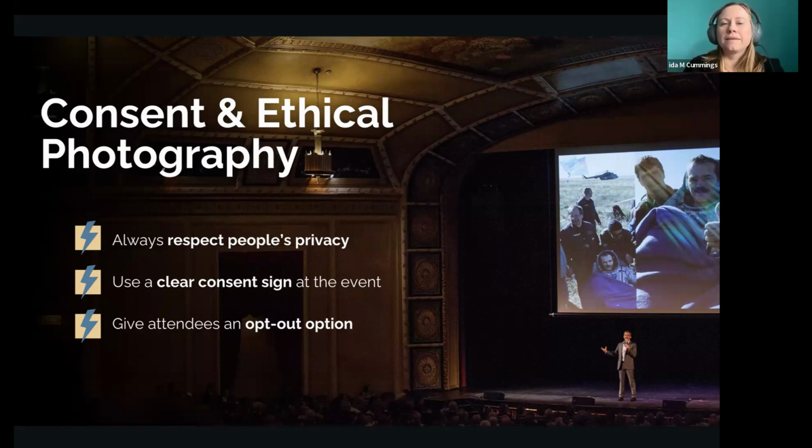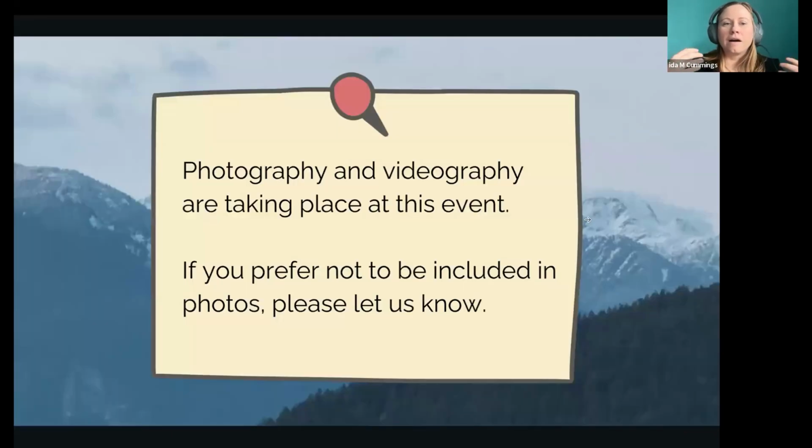You don't need to make this complex, just a small sign at the entrance saying photography and video are taking place at this event. If you prefer not to be included in photos, please let us know, or please put on a sticker, please put on a ribbon. And it just really sets the tone. It shows that you respect them. You're there taking the photos, but you're also there to make sure that it's a safe space for them, that if they're not comfortable with this, that's okay. They can still attend the event because you don't want to isolate anybody.